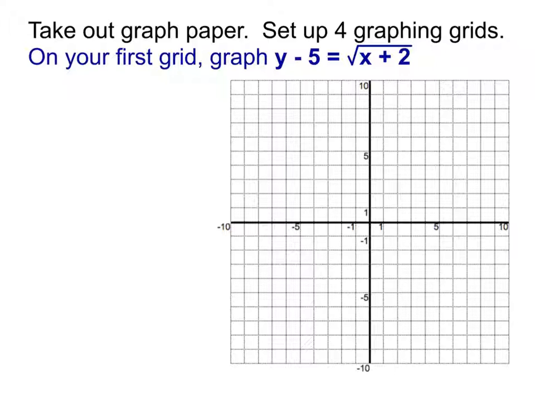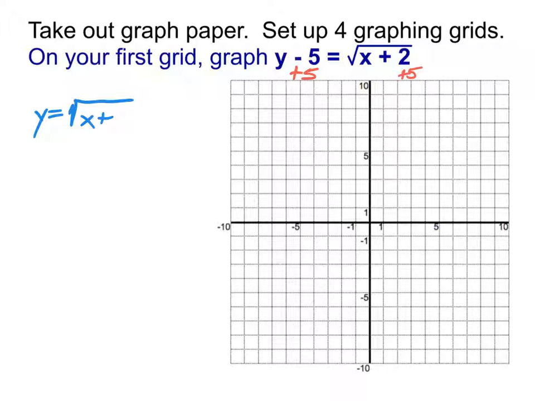And we do that by moving the minus 5 to the other side. That means that we're going to have to add 5 to both sides of our equation. Now when we do that, that will give us the y equals that we're going for. Then we have our square root of x plus 2.